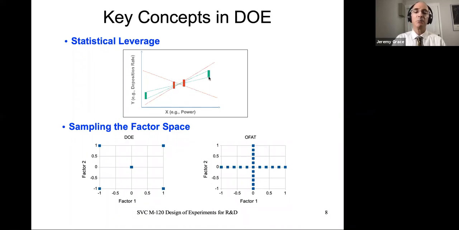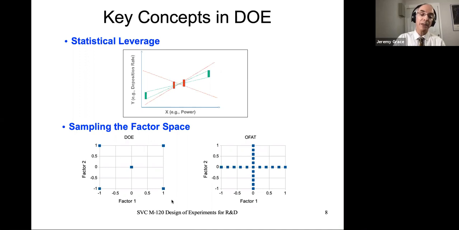On the other hand, if I space those points far apart, then even with that same amount of response variation, I can unmistakably say there's a positive slope to deposition rate versus power, and I can know the slope fairly well. So that is the power of statistical leverage.